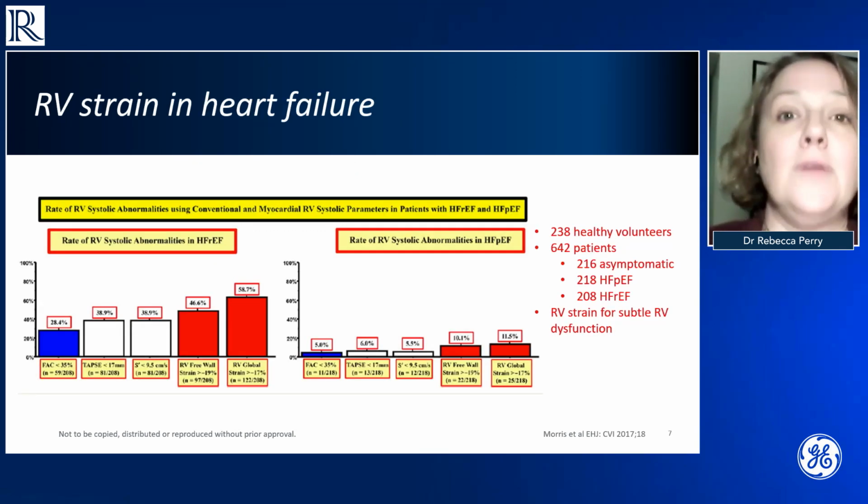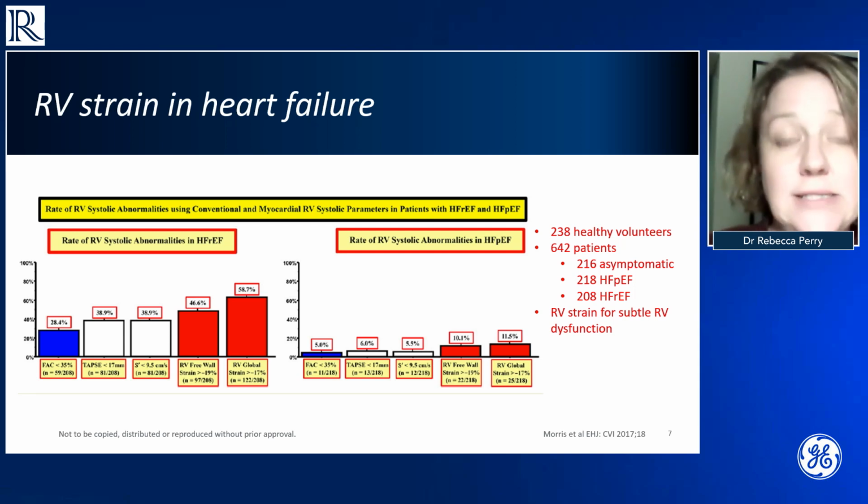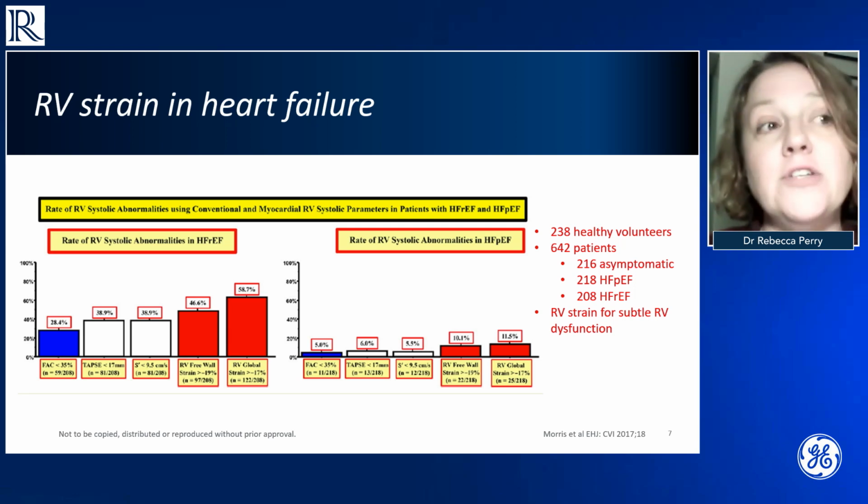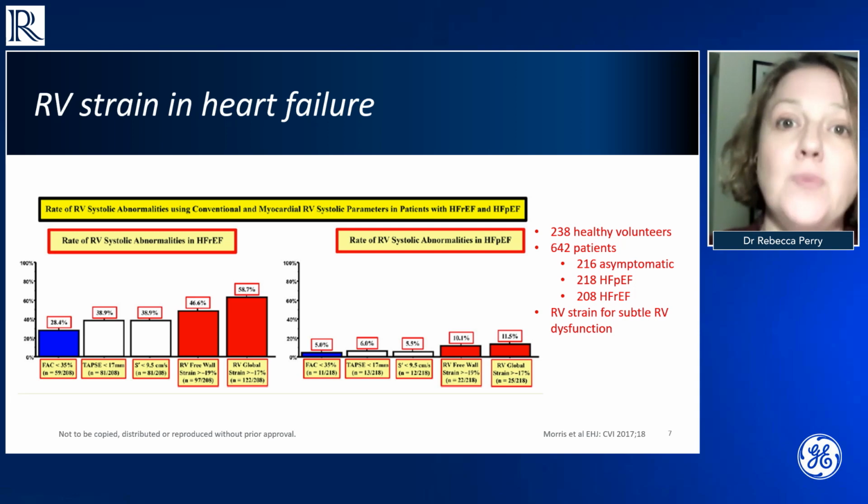In another study looking at right ventricular strain in 238 healthy subjects and a cohort of 642 patients. The patients consisted of 216 asymptomatic patients, 214 with HFpEF, and 208 with HFrEF. This was across 10 centres, so it was a multi-centre study. They used the healthy subjects to determine a normal range of right ventricular strain. So normal right ventricular global strain was -24.5%, and the normal right ventricular free wall strain was -28.5%. And the lowest expected value was -17 and -19% respectively.